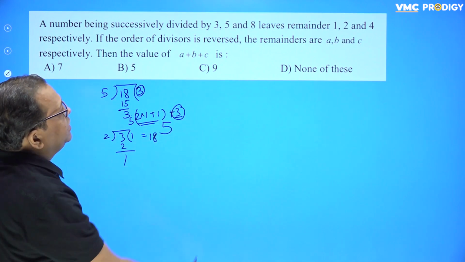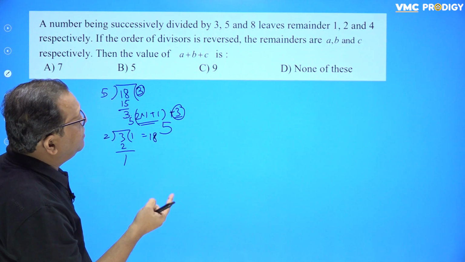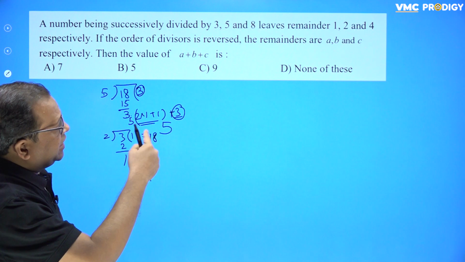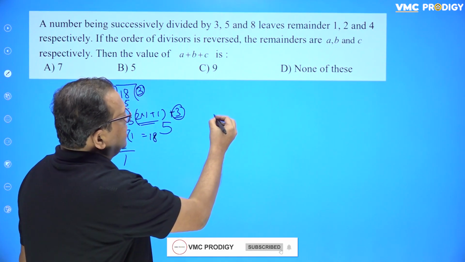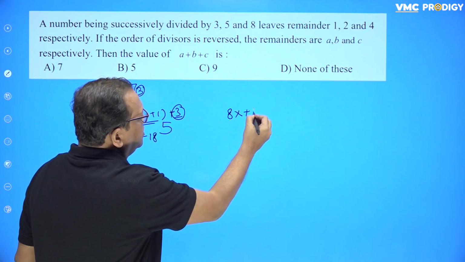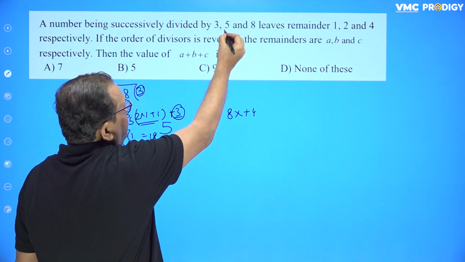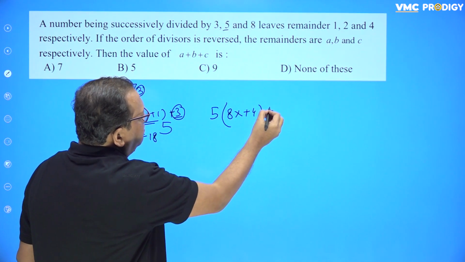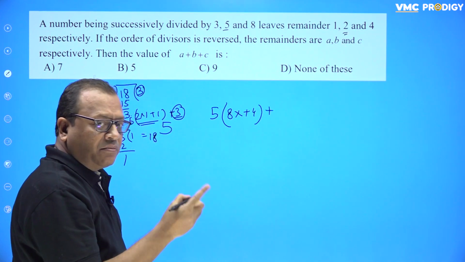I apply the same logic here. The number is successively divided by 3, 5 and 8, leaving remainders of 1, 2 and 4. So the last division, when divided by 8, leaves a remainder of 4. Let us assume that the quotient is x. So can I say the last number is 8x plus 4? Now this becomes the quotient when the number is divided by 5. So 5 into 8x plus 4, plus the remainder 2.